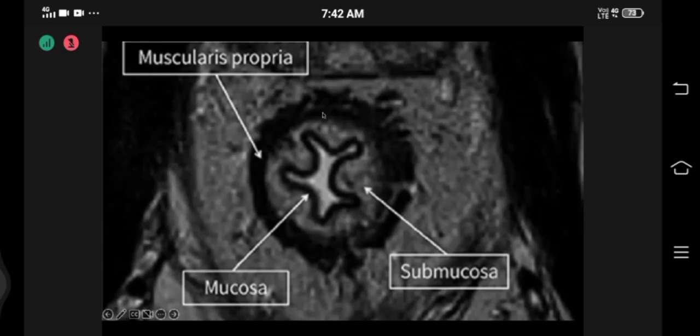So if there is any tumor, it will be intermediate in signal, breaching the muscularis and the submucosa. If the tumor extends beyond the muscularis propria, that will be T3. If it is invading the submucosa and the muscularis, then that will be T2. And if it is involving only the mucosa and submucosa, that will be T1 or T2.